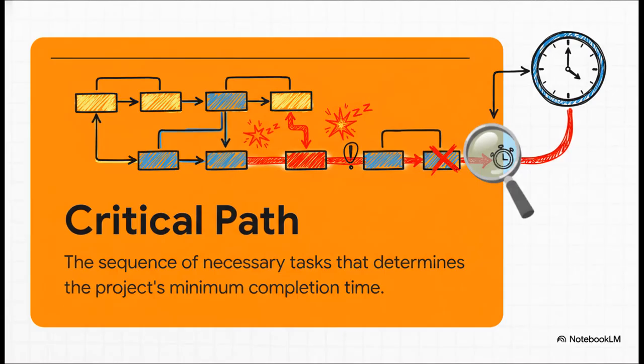Okay, so what is the critical path? It's the longest sequence of connected tasks from start to finish. Think of it like the project's spine. If any single task on this path gets delayed by even 1 day, your entire project finish date gets pushed back by 1 day. No exceptions. Other tasks might have some wiggle room, we call that float, but the tasks on the critical path, they have 0 float. They are totally unforgiving.